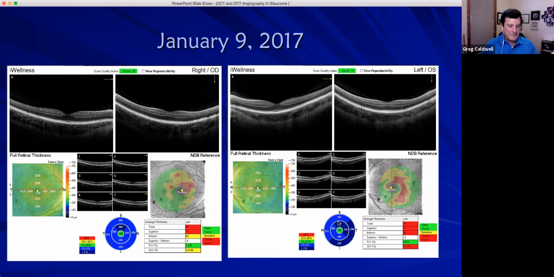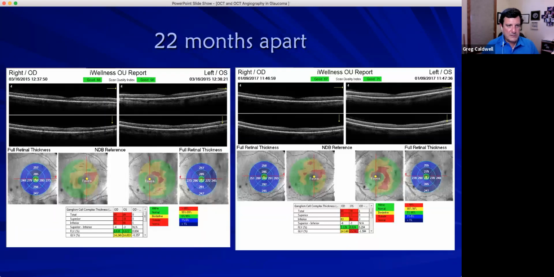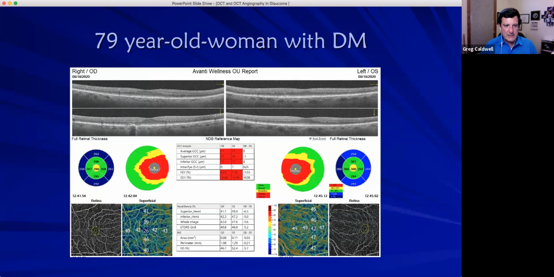So it's that normative database that is not thousands of people. It's just 600, 700 people, sometimes 500 people, depending on which instrument. And you can see here, 22 months apart, really not having a problem. And really, if you just kind of fold this in half, it almost looks like a perfect ink blot when you just look at the colors and the numbers and just how they line up. So that's one of the pearls I like to teach.